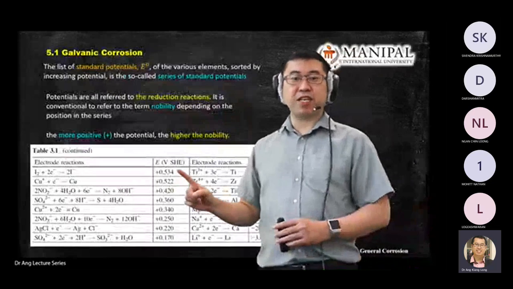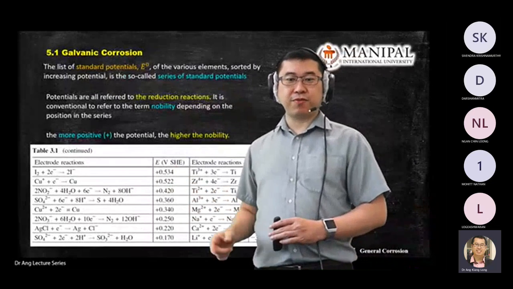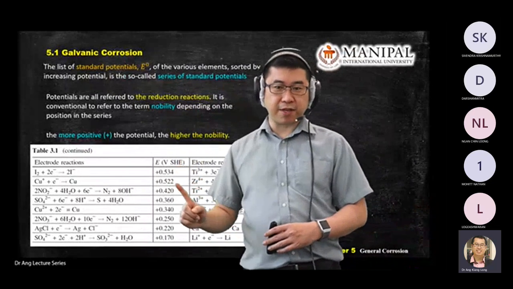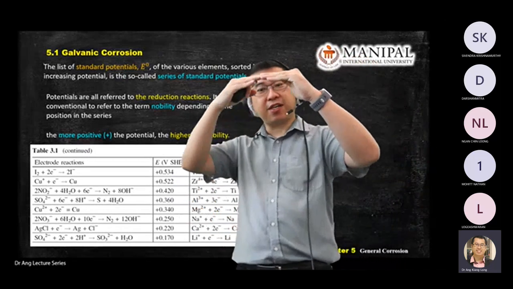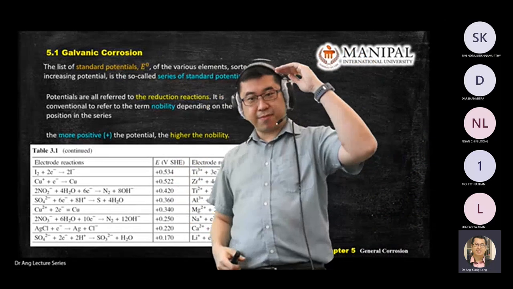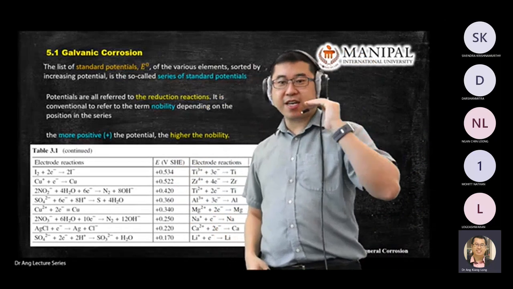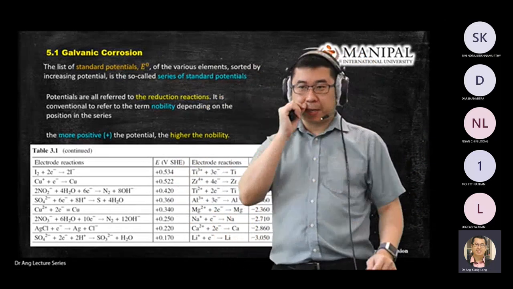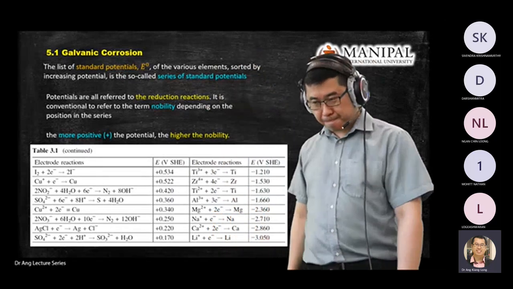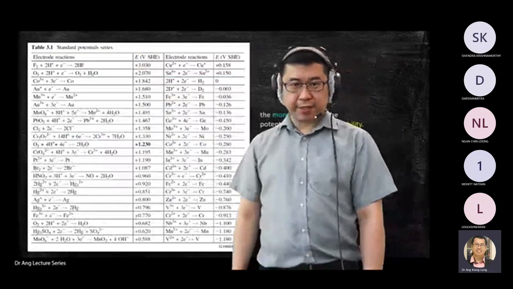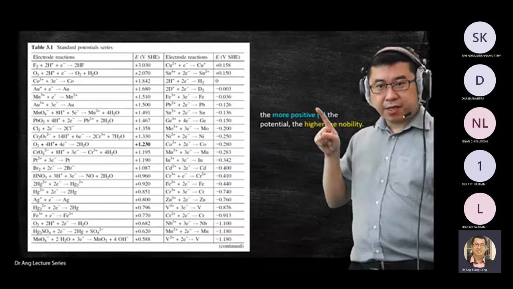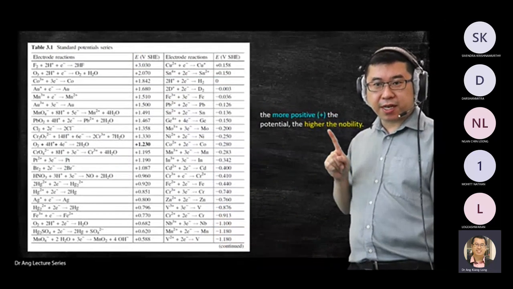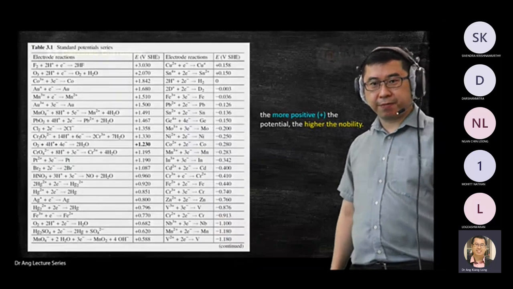Explain using the standard potential value, and then sketch the schematic diagram of which one is higher, which one lower, and then the electron exchange direction. Okay, so this one is also explained, just put a remark there. The more positive it is, the higher the nobility.